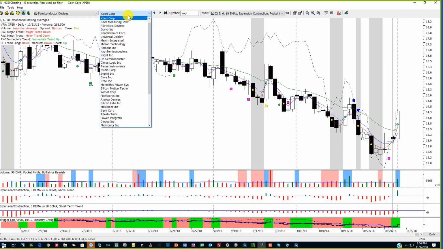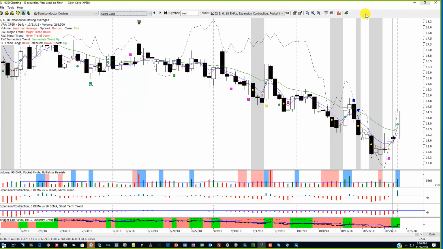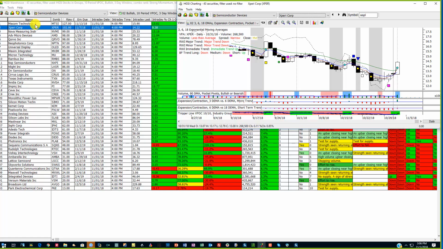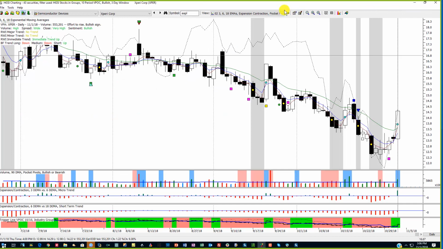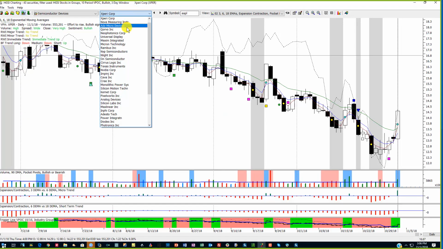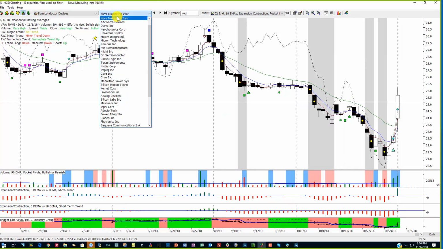Now I'm just going to drop down to the next one. Notice that these are in the same order that they are in the warehouse view. Let me show you that. So it's Macon, Xperi, Nova, Advanced Micro Devices, and so on. So if I bring this chart up, if I transfer from the warehouse to the charting module, these will stay in order. So here's number 2.